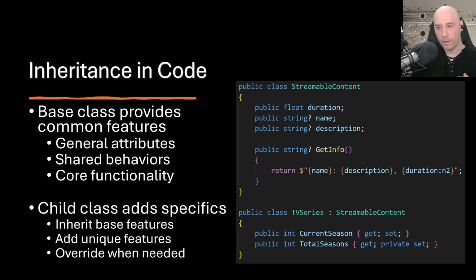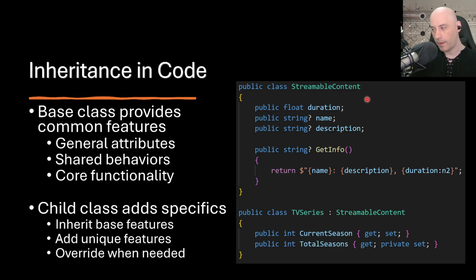In code, it's not too difficult to come up with how to do the very basics of it. So when we want to have, let me get my laser pointer out, when we want to have inheritance in the code, we have a parent class called the base class. In this case, it's streamable content.